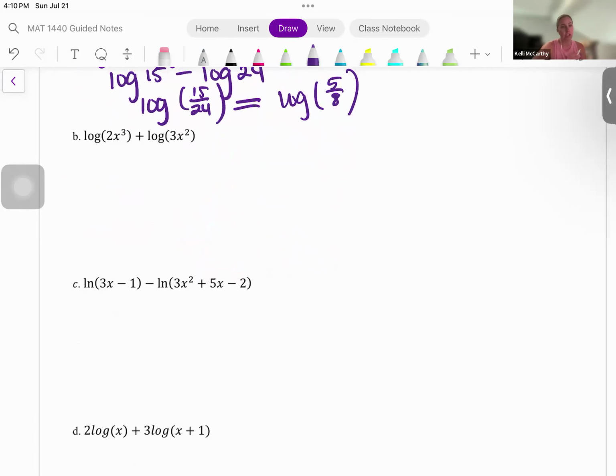Log of 2x cubed plus log of 3x squared. We're going to condense the addition with multiplication. This is log of 2x cubed times 3x squared. We're just going to simplify that product. This is log of 6x to the 5th. Remember, when we are multiplying two terms that have the same base, we're going to add their exponents.